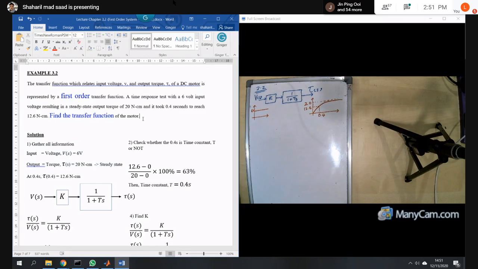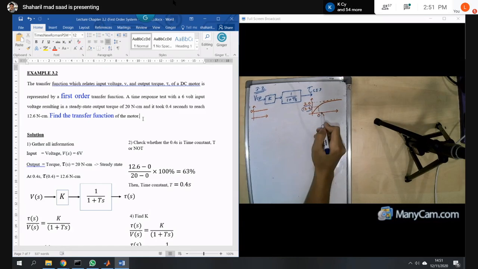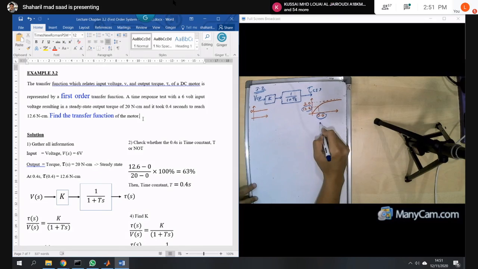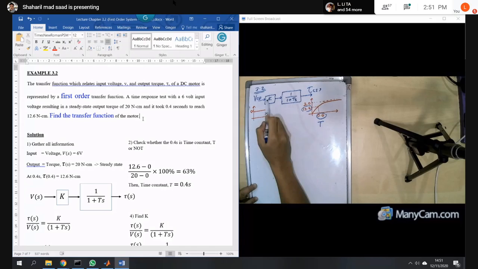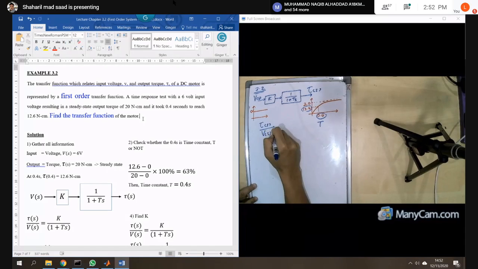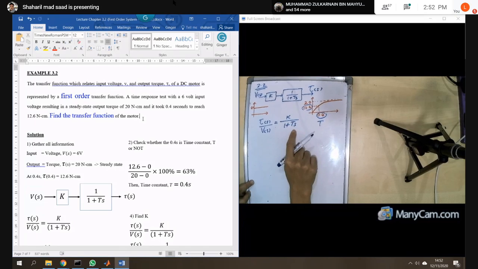So let's check whether this is the time constant or not, because we want to find two variables for the first order system: the time constant and also the gain K. The final transfer function will be T(s) over V(s) equals K divided by 1 plus τs, because we want to find the transfer function.